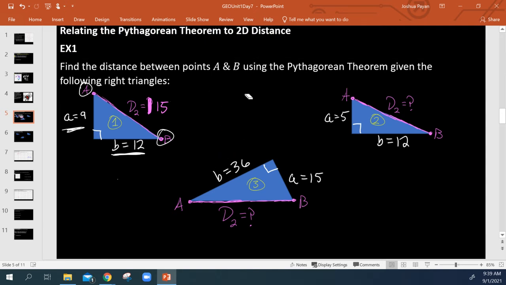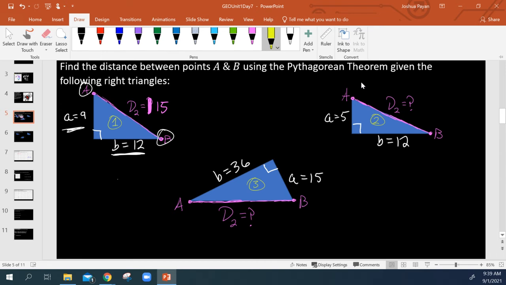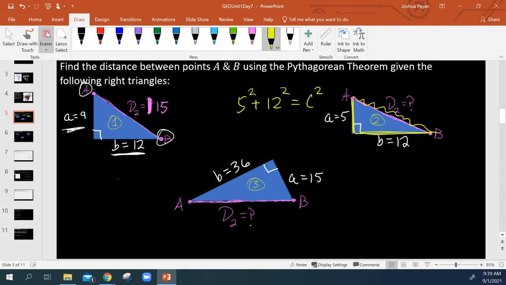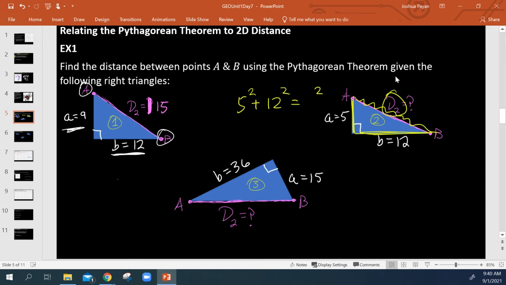Let me give myself some room. So, a squared plus b squared equals c squared. Okay, and I'm going to quit calling it c. I'm going to call it what it's labeled here in the actual picture. So, our d2 squared. Okay, so c squared, 25, plus 12 squared, 144, equals our 2D distance squared.